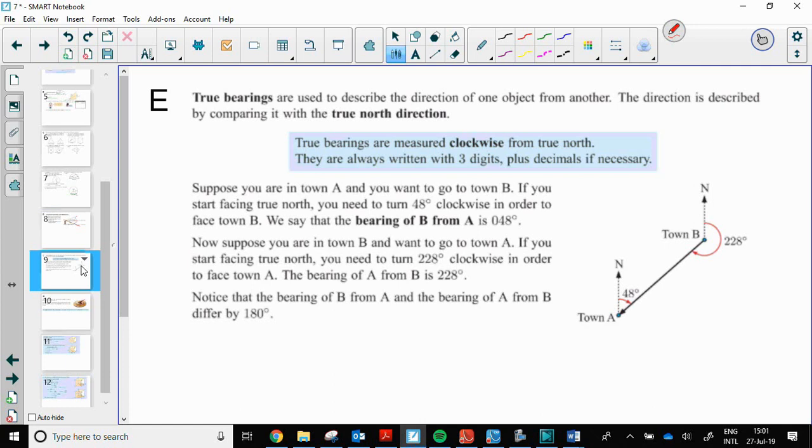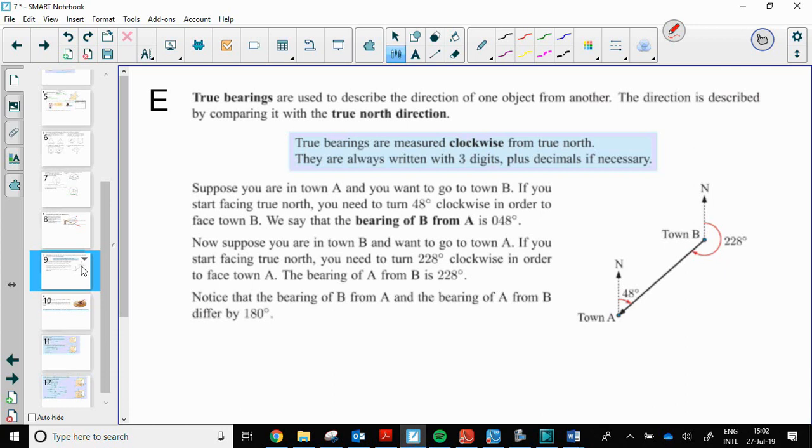These problems are always going to have to do with like maps or people walking around in the wilderness or something, because I don't know, I feel like you'd have to be a Boy Scout to know what a bearing is. But all it is, it's an angle measured from north going around clockwise, which is kind of weird because usually in mathematics when we measure angles we go counterclockwise, but for bearings we go clockwise.